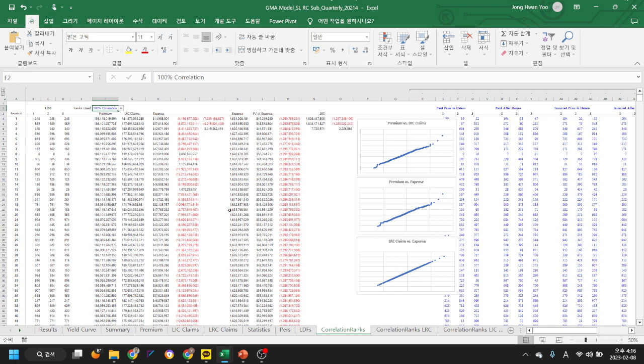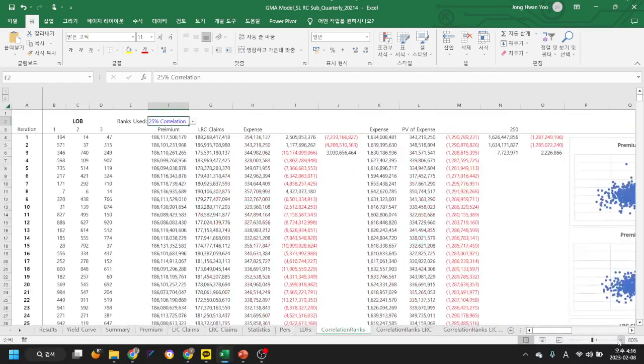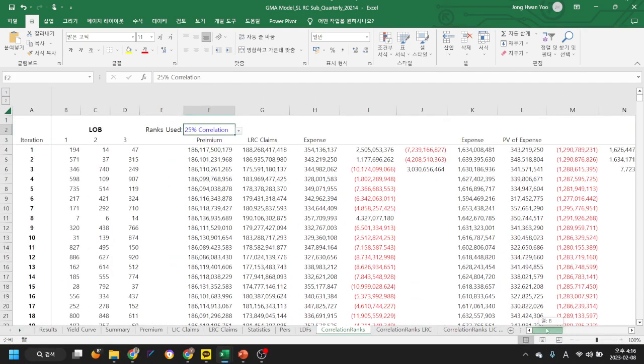Yeah, something like this, right? But I assume a 25% correlation coefficient. So once I reshuffle these ranks based on the like amount, out of those ranks, those cash flows are reshuffled as well to satisfy the 25% correlation coefficient.